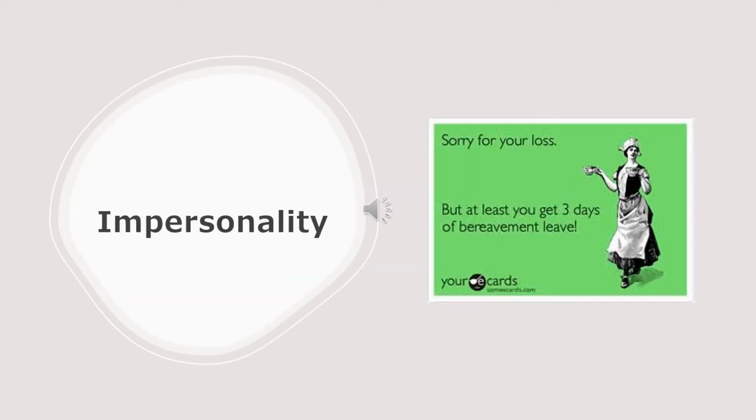Bureaucracies can be incredibly impersonal. If something happens in your life and you work for a bureaucracy, good luck with that. It says, sorry for your loss, but at least you get 3 days of bereavement leave. One place I worked for, when somebody in my family passed away, did not even want to give me that because it was Unit 1.